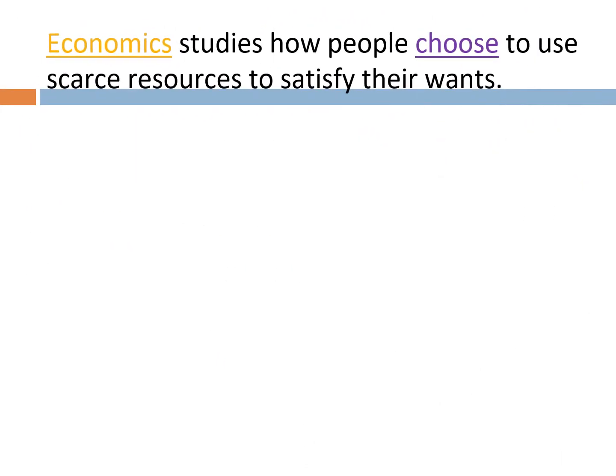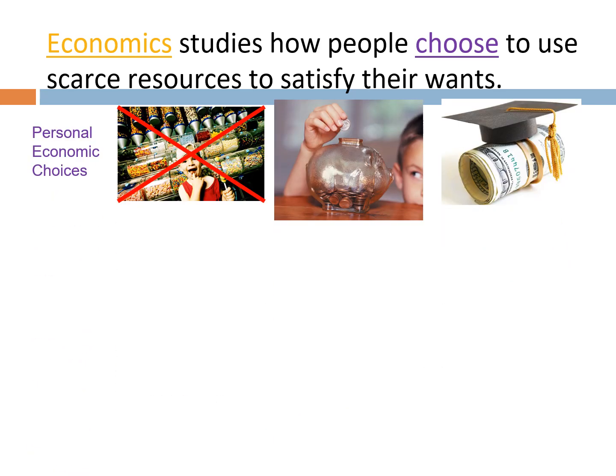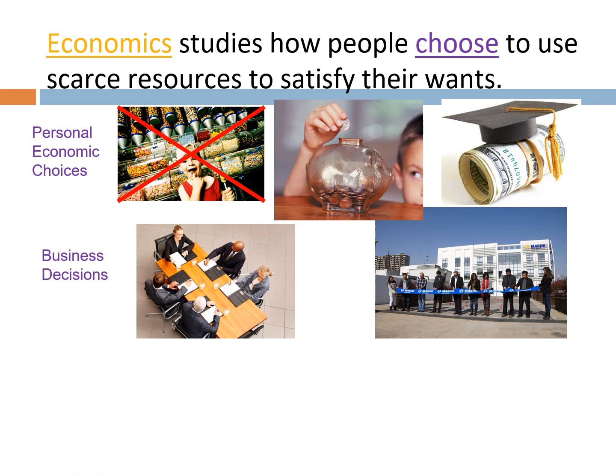Okay, so economics studies how people choose to use scarce resources to satisfy their wants. So it's a study of choice. This happens at your personal level. When you're the kid in the candy store and your parents tell you just one, what do you choose? Do you save your money in a piggy bank or spend it on things? Or do you save it up for college? Businesses make these decisions every day. If they make a profit, do they expand? Do they pay their employees more? Do they pay their executives more? All sorts of business decisions.